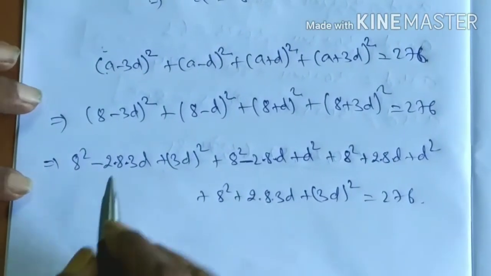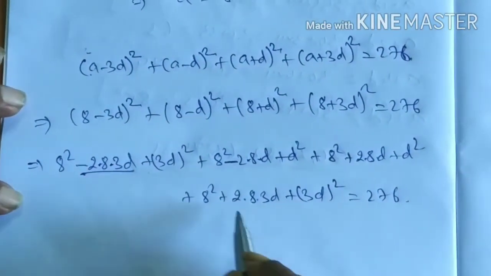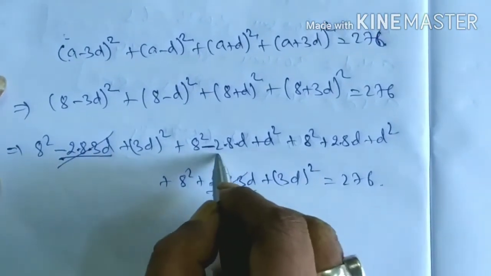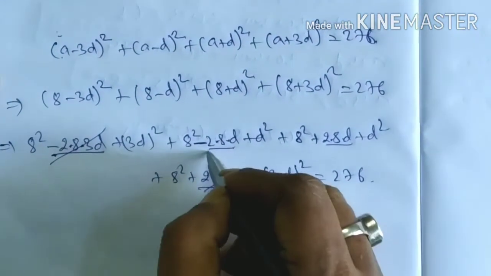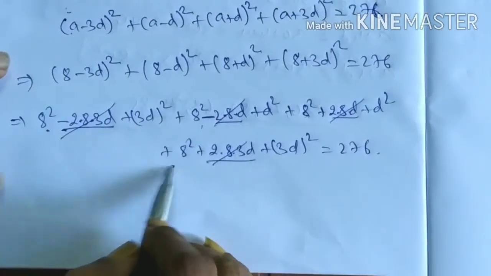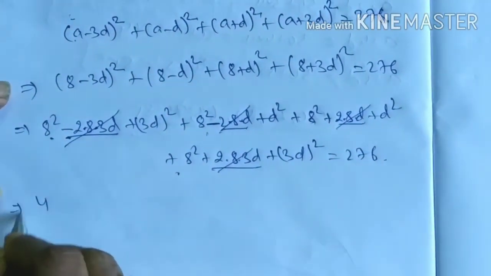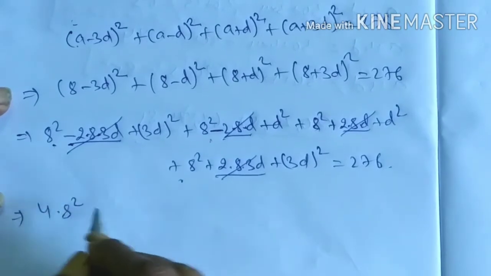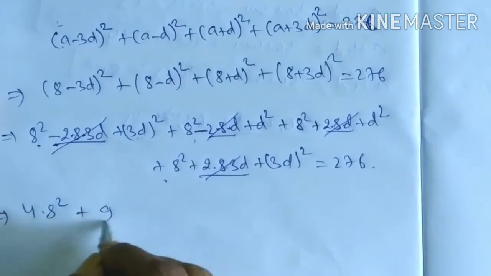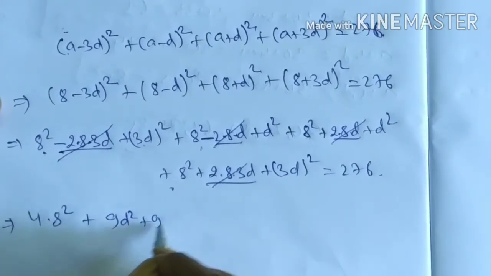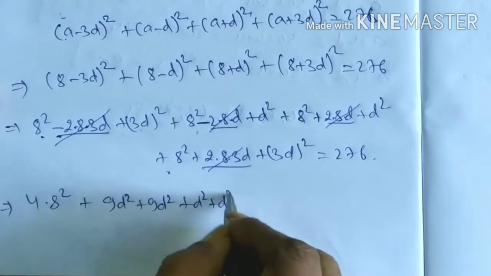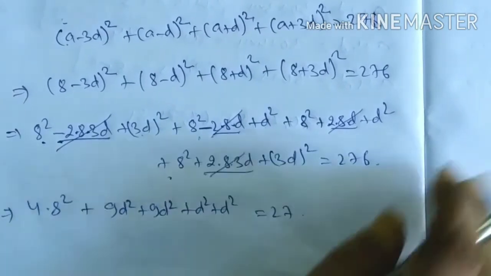What we find here, see, this term and this term, plus minus, cancel out. Now this term and this term, plus minus, cancel out. So only 4 into 8 square remains there, and 3d square means 9d square, plus 9d square plus d square plus d square is equal to 276.